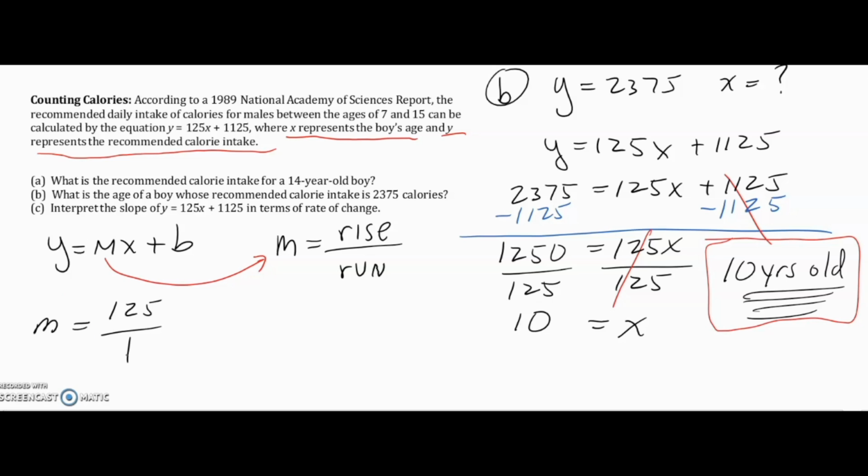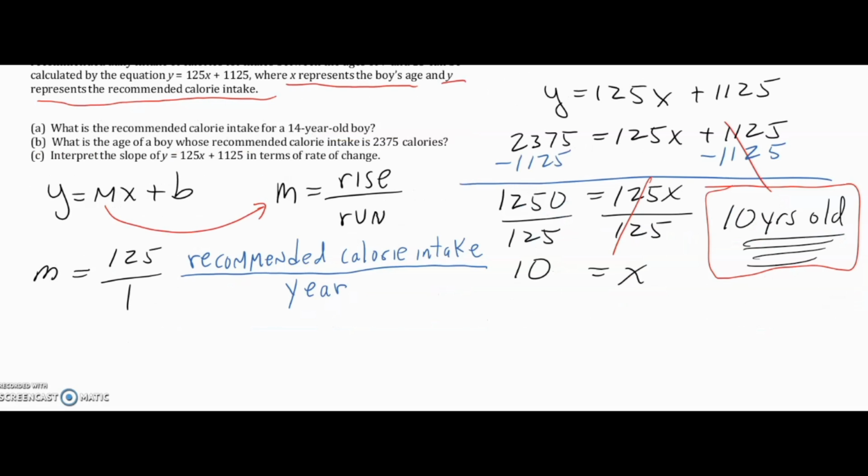Now let me think here. Rise. Which one of those is the rise? Oh, that must be the y. That's the vertical distance. So that is the recommended calorie intake. And what about the run? Well, that must be the X. That must be the boy's age in years. So the slope in this scenario must mean an increase of 125 calories per year.